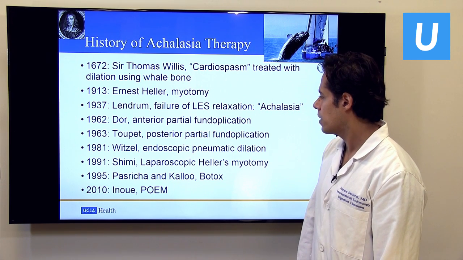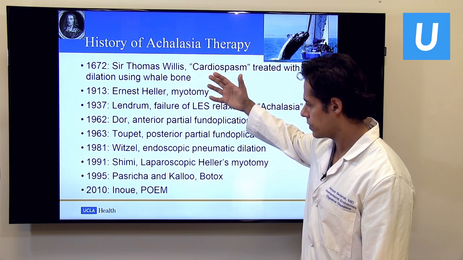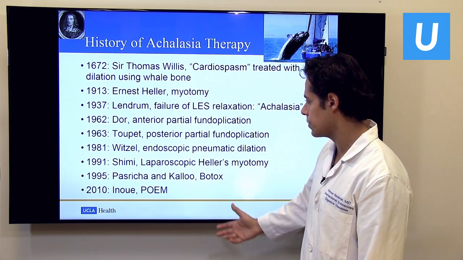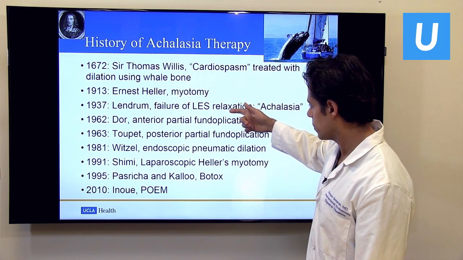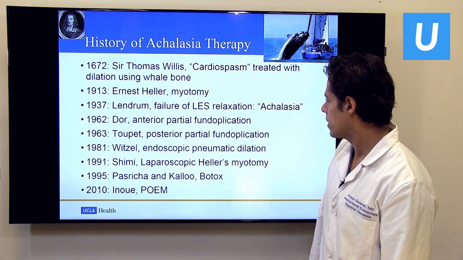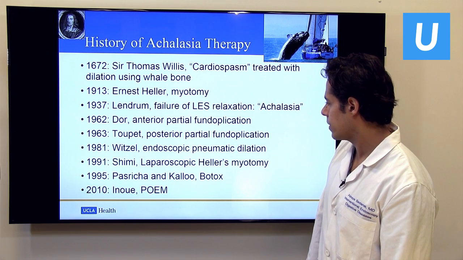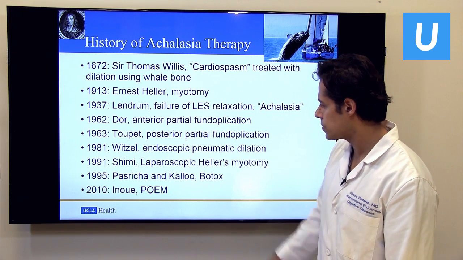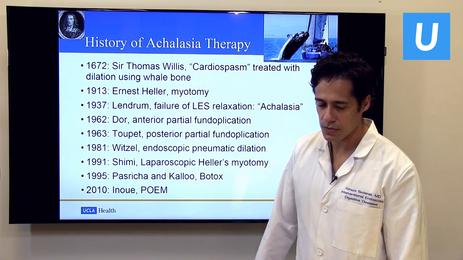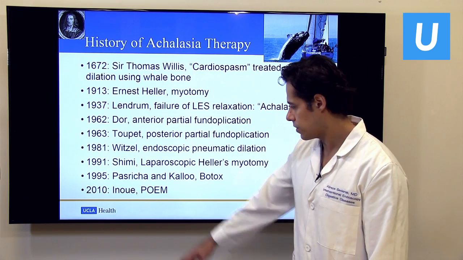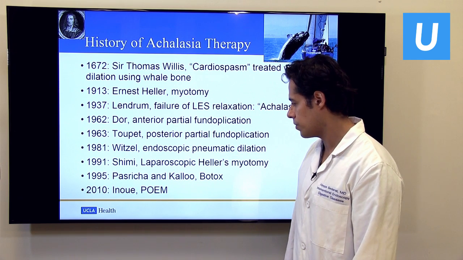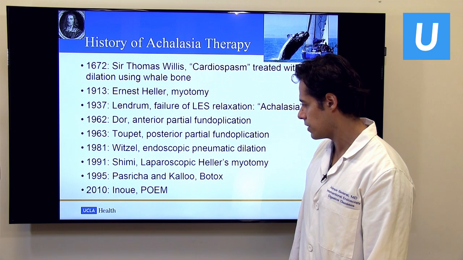And that was pretty much what happened for 300 years until Dr. Ernest Heller showed us how to do a myotomy, which is a surgical way to cut the muscle to relieve the spasm. And then over the 20th century, some progress has been made modifying the surgery, making things laparoscopic, adding what's called a fundoplication, which is an anti-reflux procedure, to the myotomy. A little bit later, balloon dilation was introduced. In the 21st century, POEM was introduced. So for about 6 years, Professor Inoue from Japan taught us how to do POEM in humans, and he was the first to do that in humans.